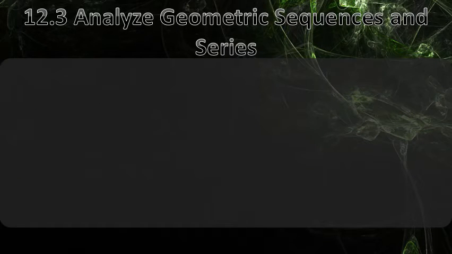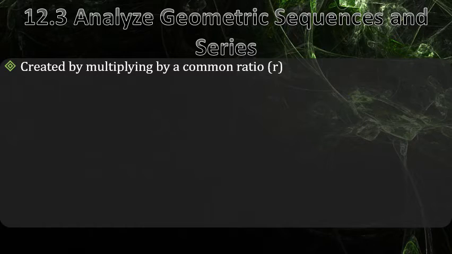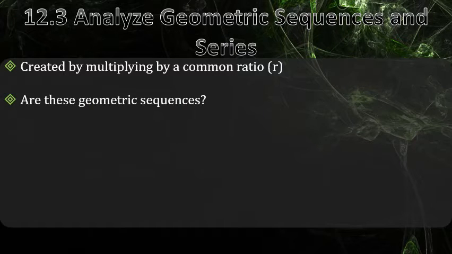Lesson 12.3. Analyze geometric sequences in series. A geometric sequence is created by multiplying each number by a common ratio, which we'll call R. So the last one, the arithmetic sequences, we added the common difference. This time we're multiplying by the common ratio.